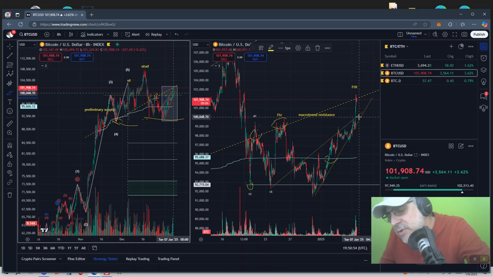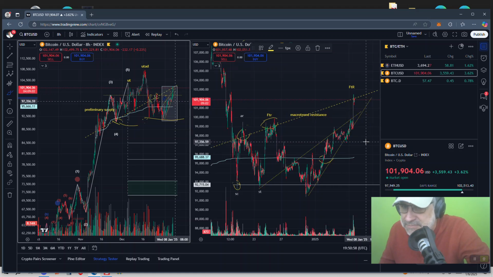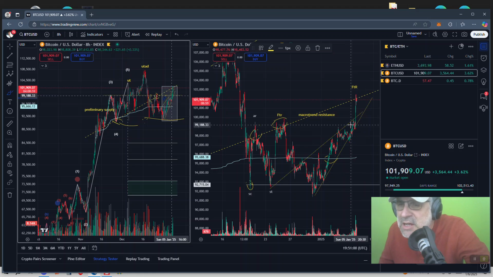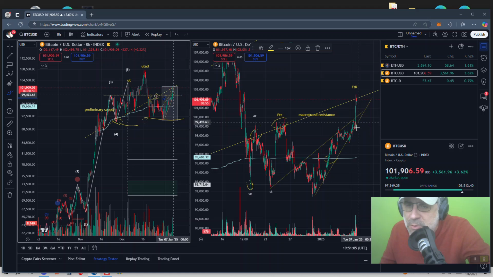Now, rising wedges are bearish structures typically. But sometimes, especially with Bitcoin, it bucks the trend, and we have a rally that comes out of a rising wedge.